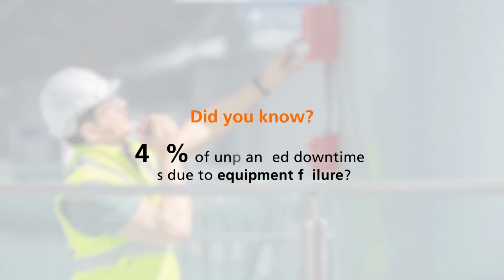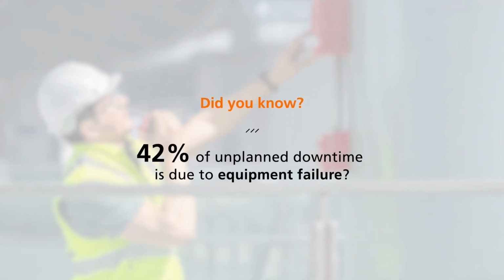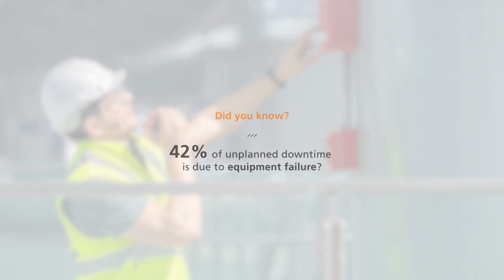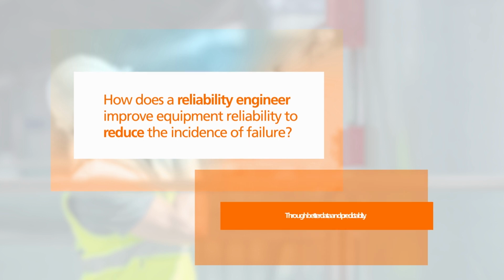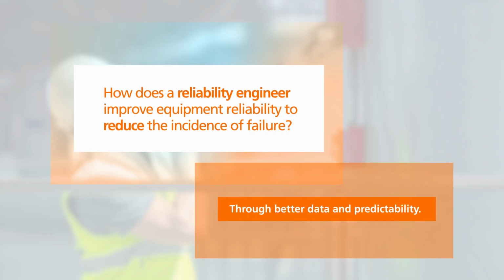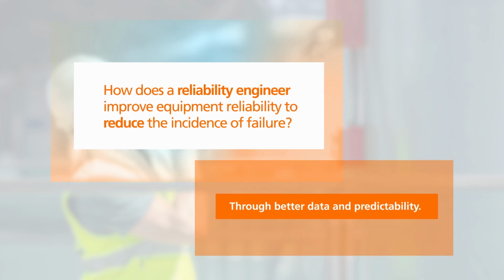Did you know that 42% of unplanned downtime is due to equipment failure? How does a reliability engineer improve equipment reliability to reduce the incidence of failure? Through better machine data and predictability.